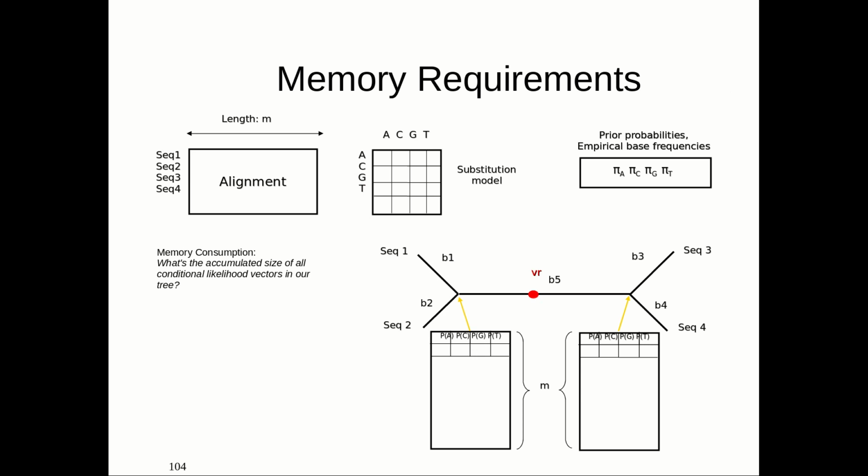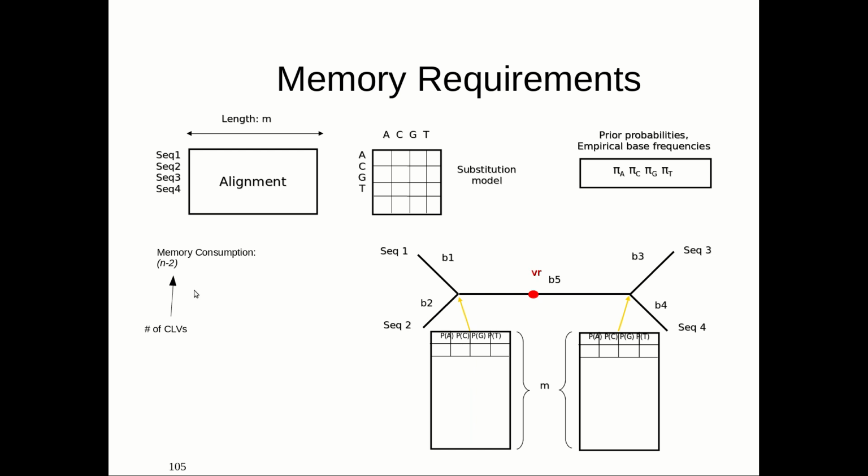Okay, so now we're actually in a position to calculate the memory requirements of a maximum likelihood, or generally likelihood-based analysis, because the same also applies to Bayesian phylogenetic inference. So if we think about memory consumption, the question here is, what's the accumulated size of all conditional likelihood vectors in our tree? Because as I said before, the memory we need to store the conditional likelihood vectors really dominates our memory requirements.